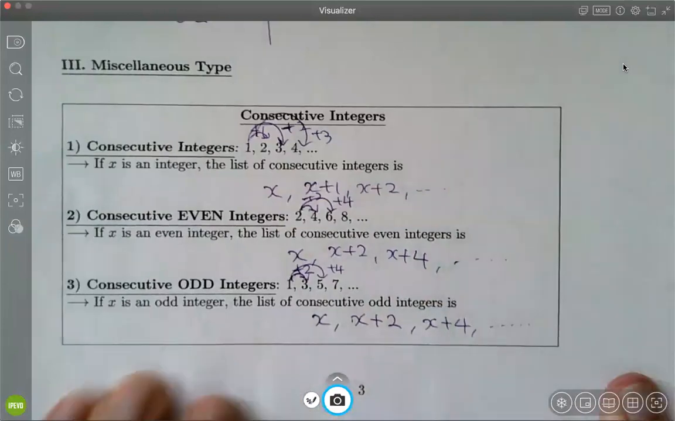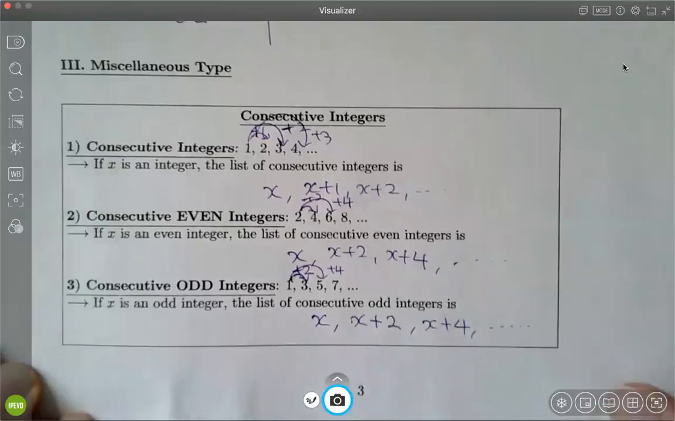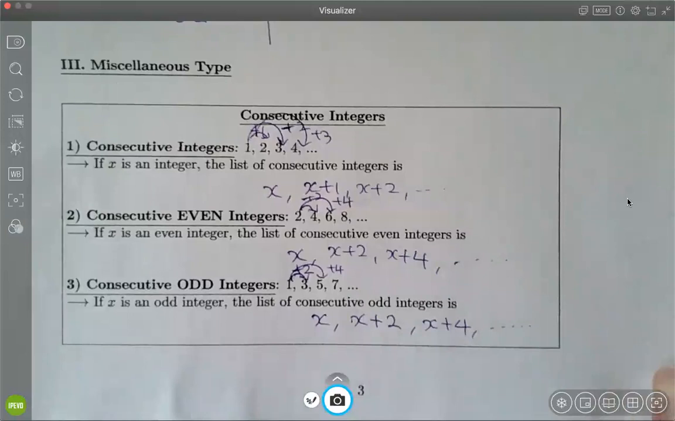Here is kind of a tricky thing. To get the consecutive odd numbers, it seems like we have to add 1 and 3 and 5 and so on to x. But no, we keep adding even numbers to maintain the oddness. Now, why are we studying these 3 cases? Because of the problem on the next page. Can I go to the next page?